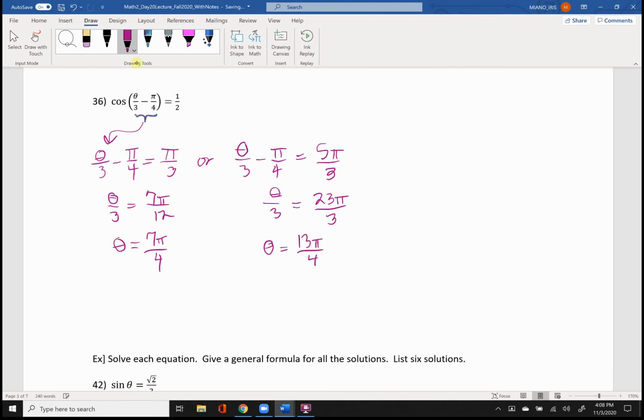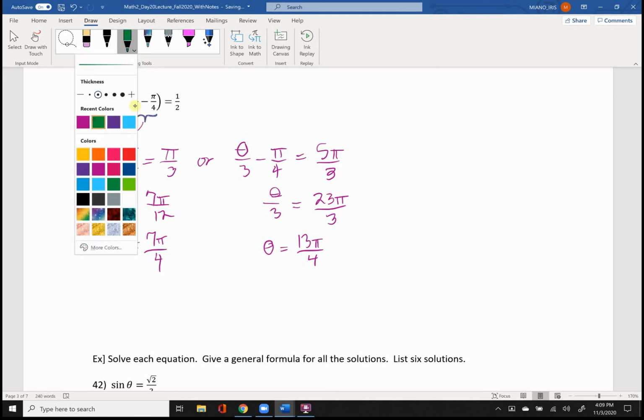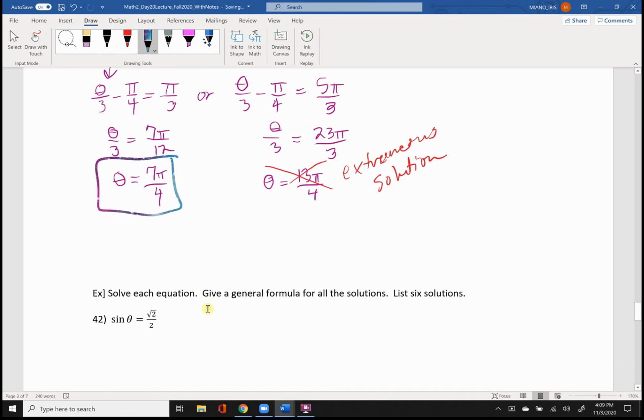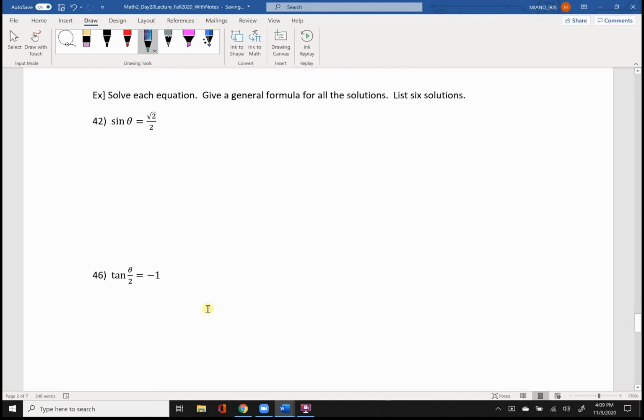Okay, now hold on a minute. 13 pi over 4. That seems like it's well beyond 2 pi, right? And we're supposed to be just solving these for a single rotation. So it turns out that we're going to eliminate this as an extraneous solution because it's outside of the domain, okay? So the only answer that we're actually going to take here is the 7 pi over 4, okay? So be careful for that. If you calculate an answer that's outside of the domain, you have to toss it out.